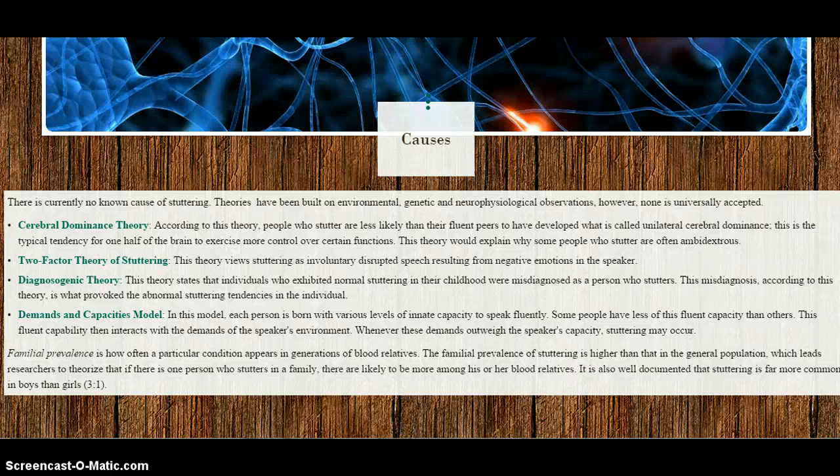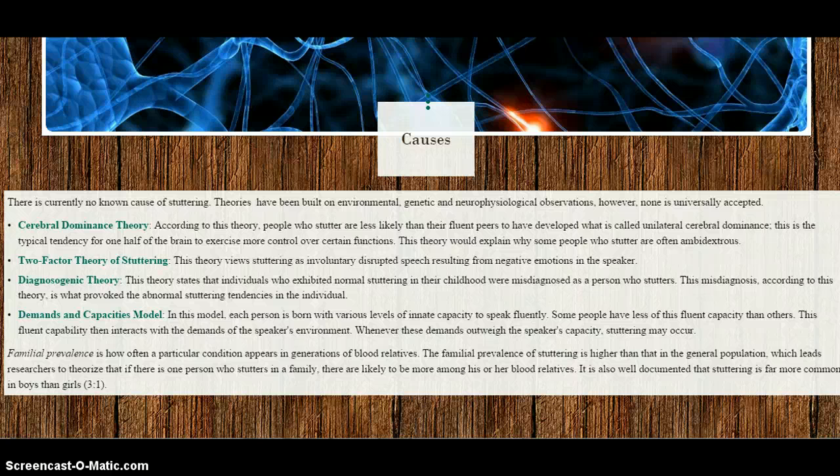Then there's the demands and capacities model. In this model, each person is born with various levels of innate capacity to speak fluently. Some people have less of this fluency capacity than others, and this capability then interacts with the demands of the speaker's environment, and when these demands outweigh the speaker's capacity, stuttering may occur.